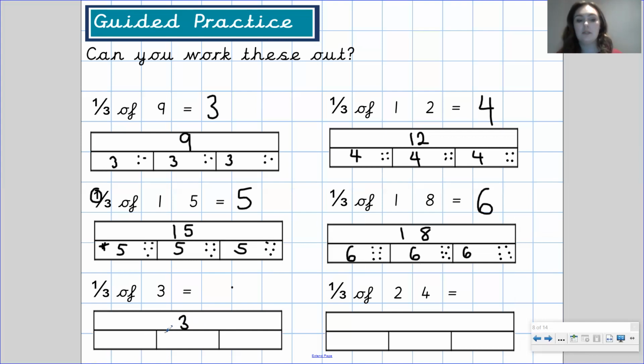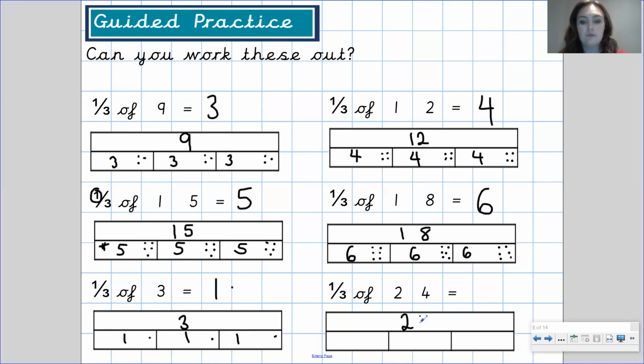And now what do we need to do? That's right, we need to share 3 between the 3 equal groups. So 1, 2, 3. So what are we going to be putting into each part? That's right, 1. So 1/3 of 3 is 1. Okay, and the last one, 1/3 of 24.